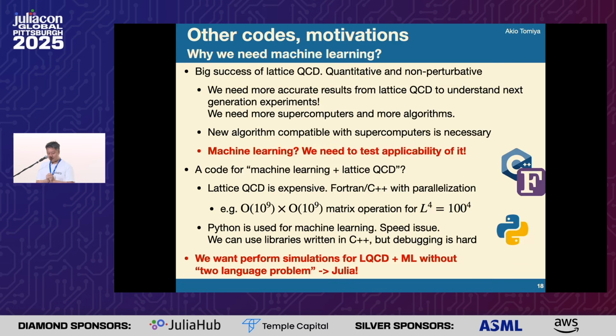But the problem happens because lattice QCD is expensive, as I said. So usually we use Fortran or C++ to calculate these numbers. On the other hand, machine learning uses Python, which has a speed issue. Of course we can combine them, but problems happen when we debug the code. So we want to perform simulation with lattice QCD plus machine learning without the two-language problem. Julia is, I think, the only solution to that.